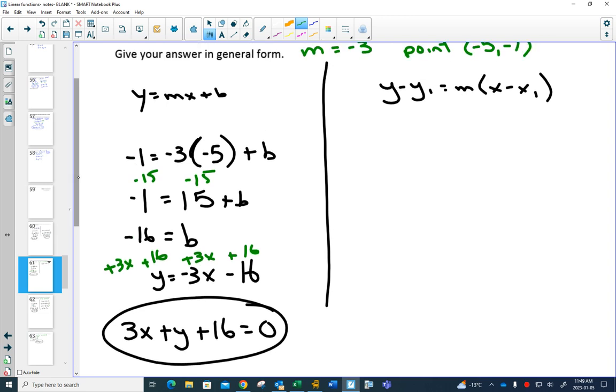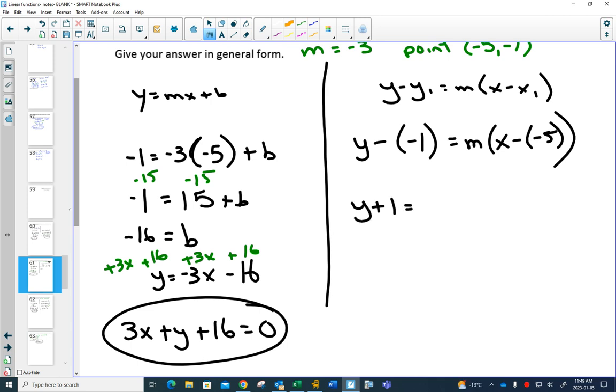The nice thing about y minus y1 equals m times x minus x1 is we can just plug things in. So I get y minus negative 1, m, x minus, and whenever you have negative values, add brackets to them, so you would get y plus 1 equals, oh, I forgot to put in the m. Just do that. The m was minus 3, minus 3x plus 5.